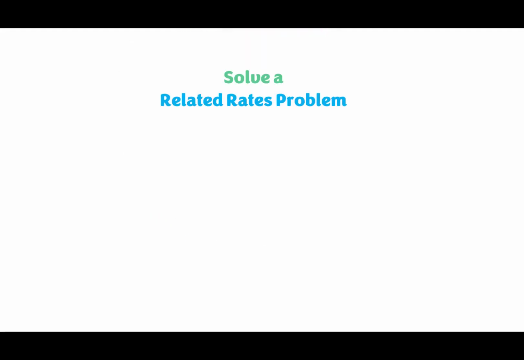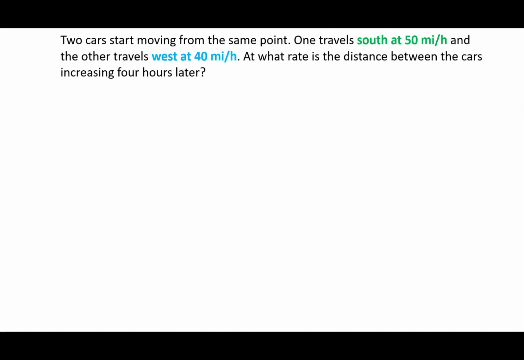In this video, we'll solve a related rates problem. This is the 3.9 pre-class video. Let's look at this problem statement. Two cars start moving from the same point. One travels south at 50 miles per hour, and the other travels west at 40 miles per hour. At what rate is the distance between the cars increasing 4 hours later?